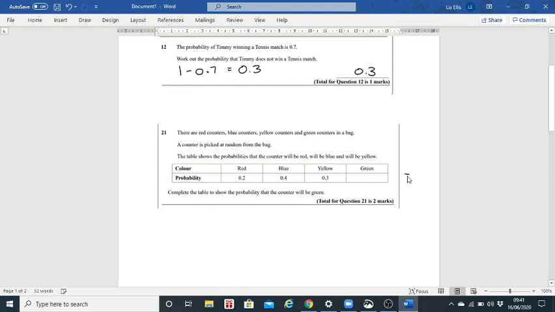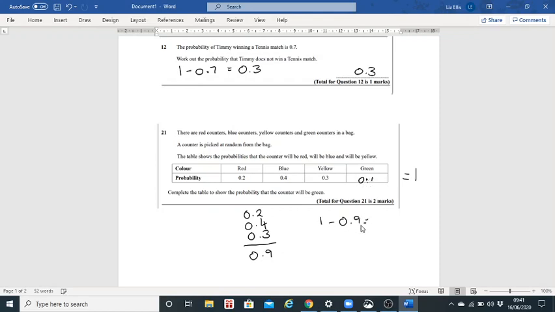And we know all together the probabilities must add up to 1. So what have we got? We know red is 0.2. We know blue is 0.4. We know yellow is 0.3. If we add all of those together, we get 0.9. Now remember, it has to add to 1. So what is 1 take away 0.9? Hopefully you know that it's just 0.1.